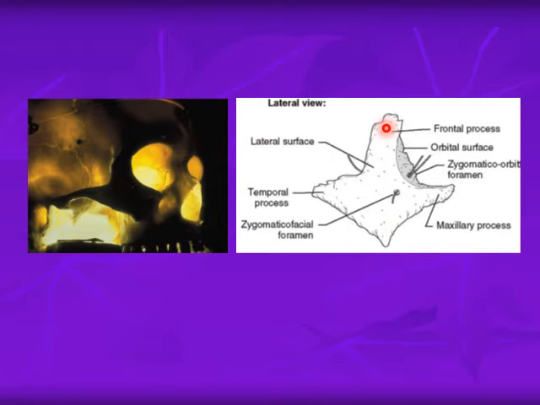It is the fronto-sphenoidal process, which articulates laterally with the frontal bone and from inside with the sphenoidal bone. This is the temporal process of the zygomatic bone that forms the anterior one-third of the zygomatic arch, and this is the orbital process that articulates with the maxillary bone, and the last one is the maxillary process that articulates with the maxillary bone.